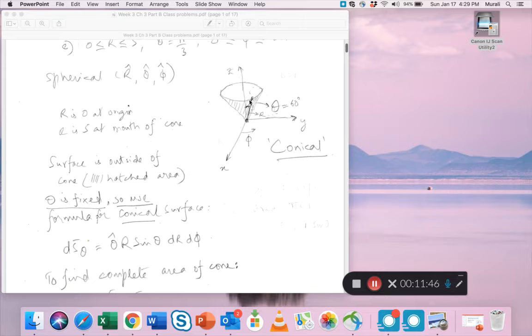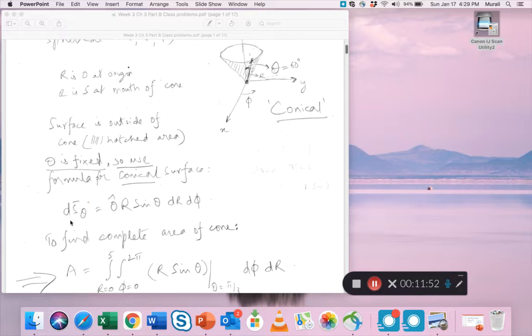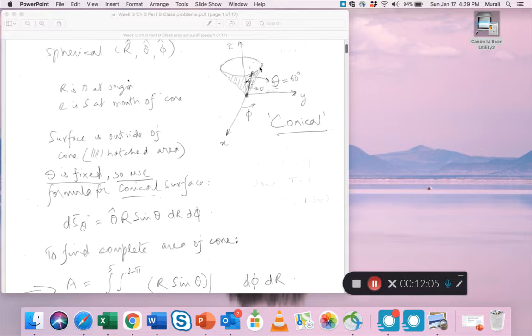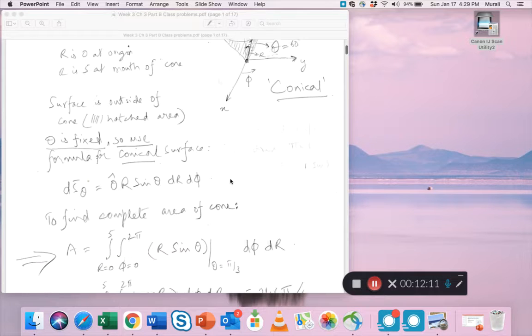area. Because theta is fixed, we use the formula for the conical surface, which is this from our notes. So dS is theta-hat times r sine theta dr d phi, where theta-hat is obviously the unit vector, and this r is in this direction, going out. The unit vector is going out.